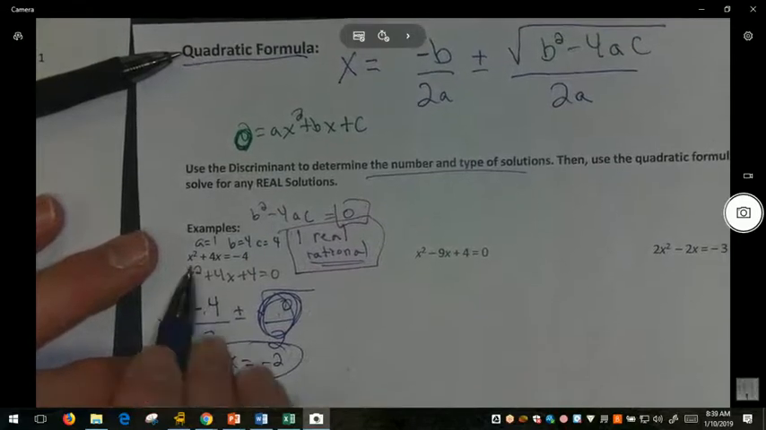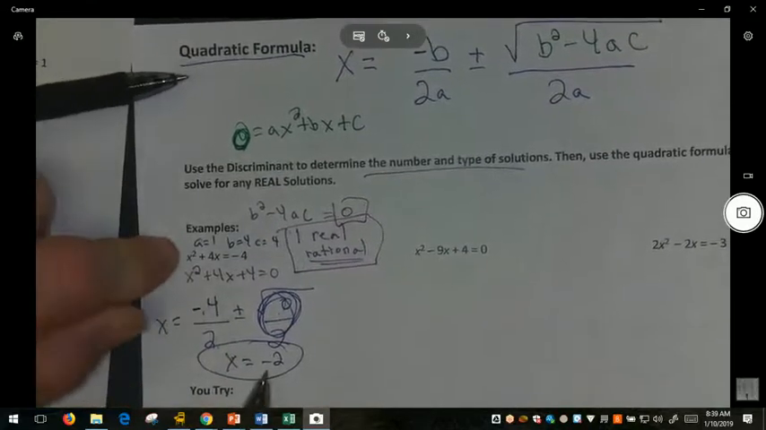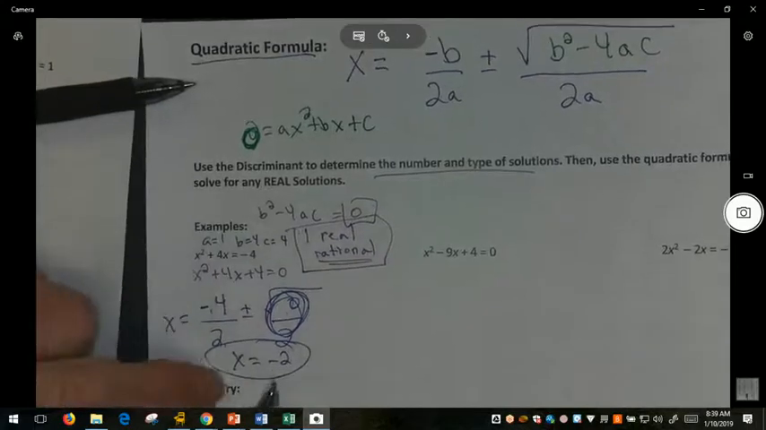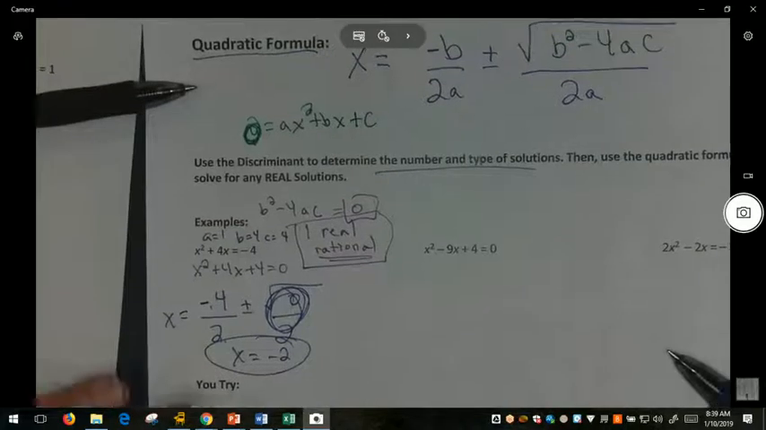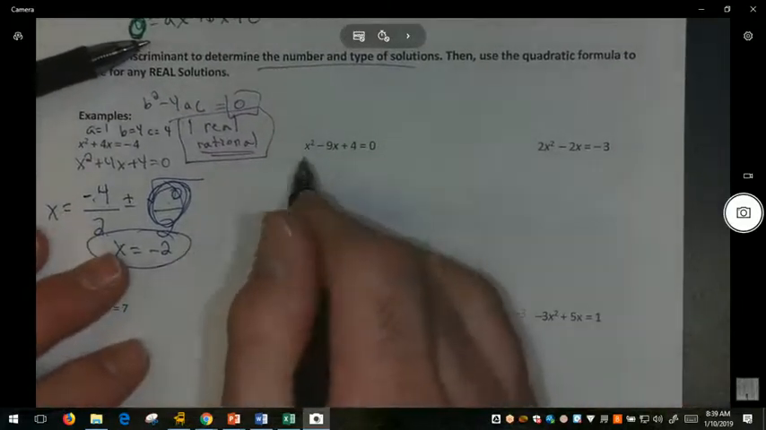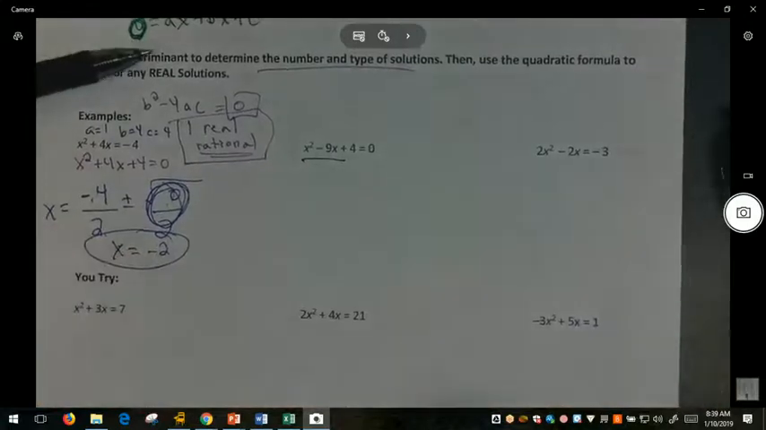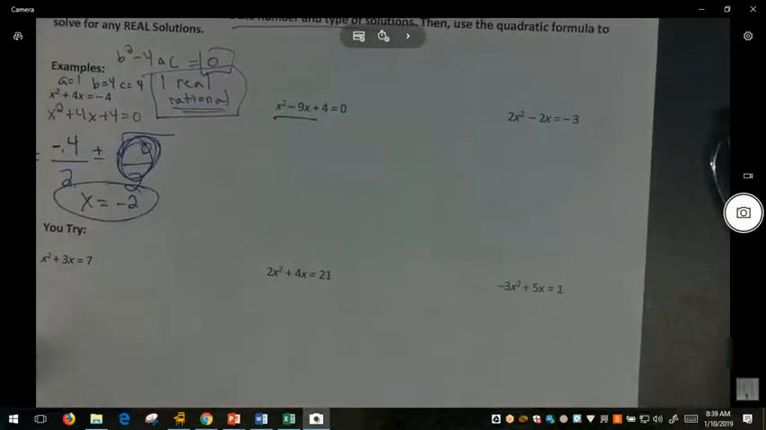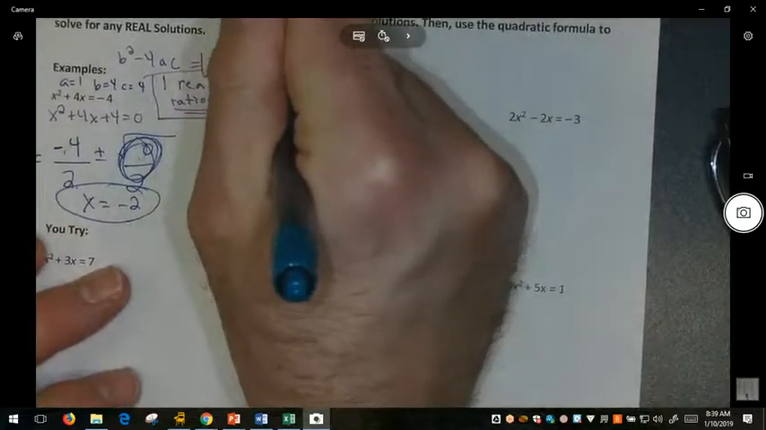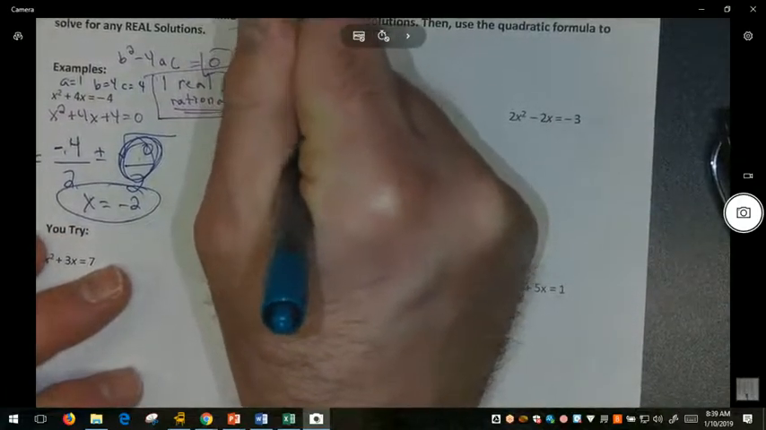If I plug that back in here, negative 2 squared is 4, plus negative 8. 4 plus negative 8 is negative 4, so I know I have the correct solution. In our next problem, the quadratic is already set equal to 0. So I can find the discriminant, because a is 1, b is negative 9, and c is 4.